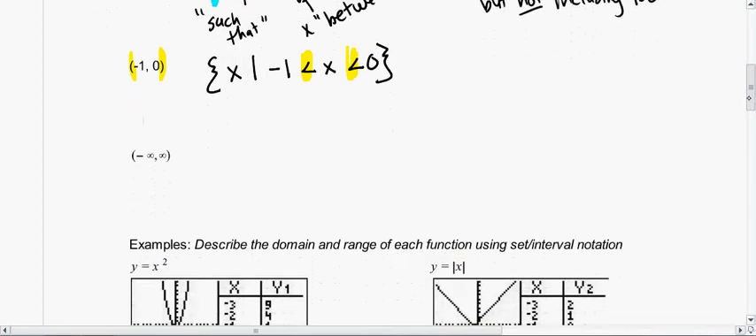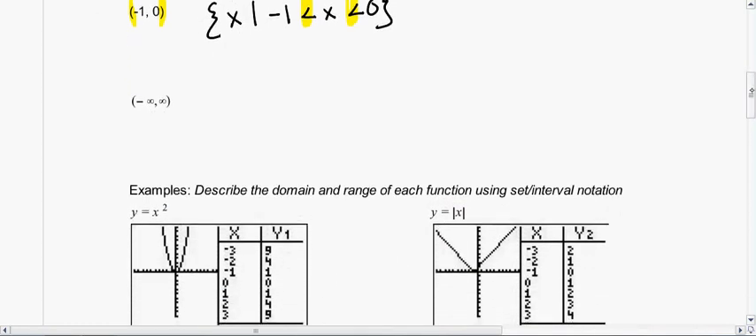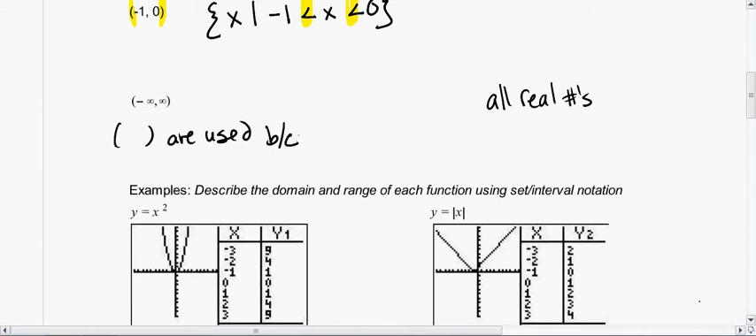Let's look at the last one here. So this means all the numbers between -infinity and +infinity. So what this means is all real numbers. -infinity and +infinity aren't numbers, so that's why they're not included. So the parentheses are used because infinity is not a number, so you can't include it.